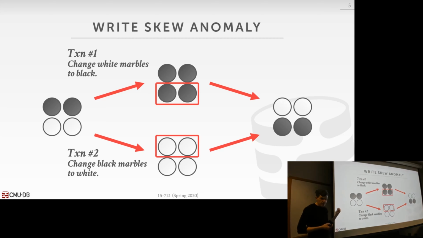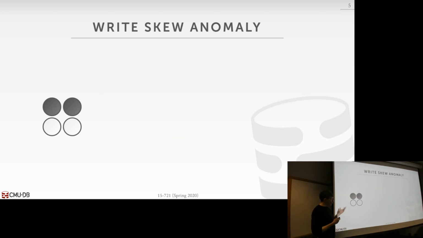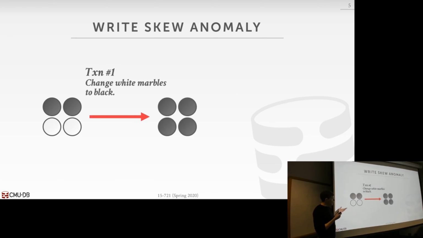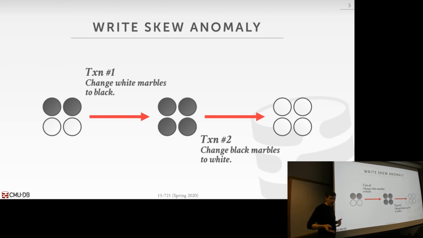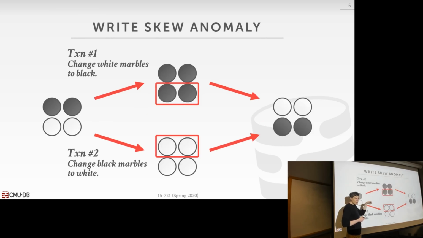Is that serializable? You're shaking your head no. Why? Yes? If it were serializable, then one of them would switch all to black and then the other all to white, or all white and then all black, and we'd just have all white or all black. Exactly. So he said if it was truly serializable, then it would have to be equivalent to a serial ordering of the transactions. So that would be either all black or all white. But in my example here, we ended up with two white and two black. So under serializable isolation, this could not occur.